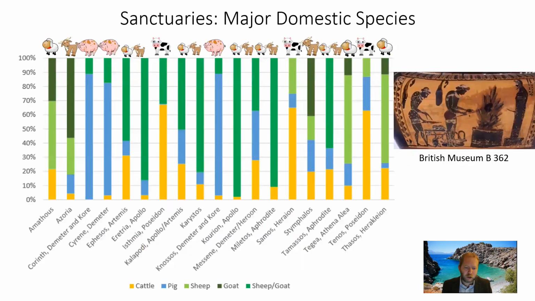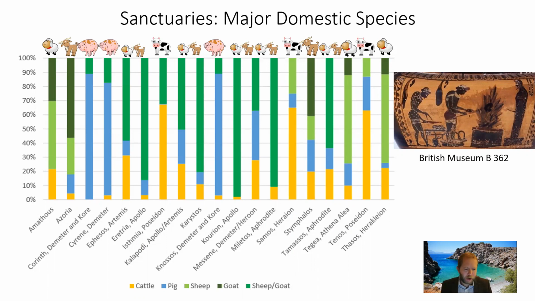Instead, we have a much larger data set from sanctuaries. And sanctuaries are interesting because we can start to see the role maybe not just of economy, but of ritual preference. So the sanctuaries where pigs are the most common are typically sanctuaries where Demeter and Kore and Persephone are worshipped. And the sanctuaries where cattle are most common are sanctuaries where Poseidon or Hera are worshipped. Michael McKinnon has published this pattern.